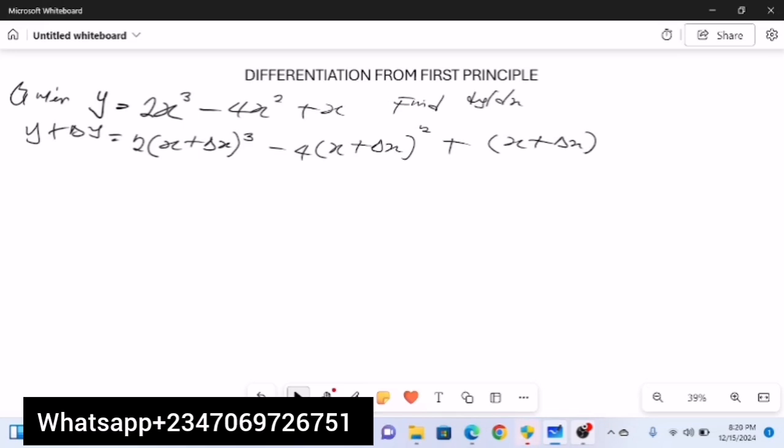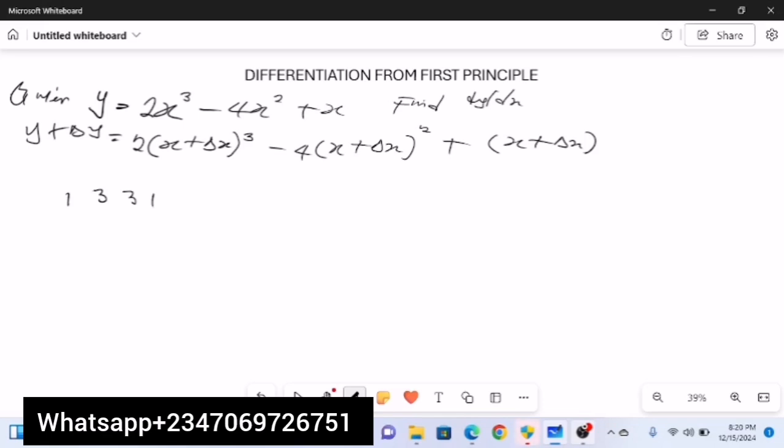Expand the brackets, right? You have to look for the expanded value of x plus change in x to the power of 3 and that of x plus change in x to the power of 2. So to easily solve this, we are going to be using the binomial expansion. So let's do a quick rough sketch of the binomial expansion. So we're using the third power, right? So for third power, remember it is simply 1 3 3 1.